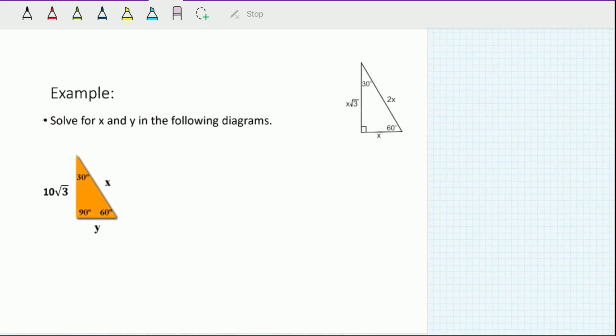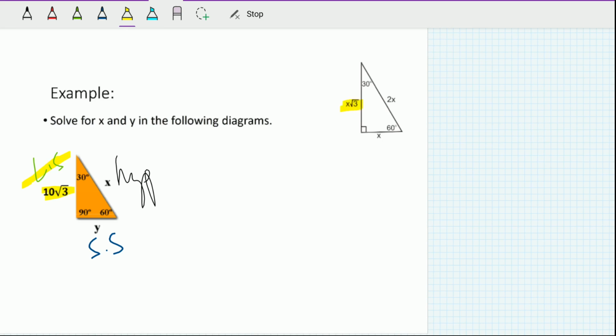Pause the video and see if you can figure it out. So for this one, same thing as we always start with. Let's do the labeling. Across the 30, that's my short side. Across the 60 is my long side, and finally across the 90 is my hypotenuse. So I'm going to go ahead and clear it up. Now let's see what information we got. We got the long side. So that means we got this one here.